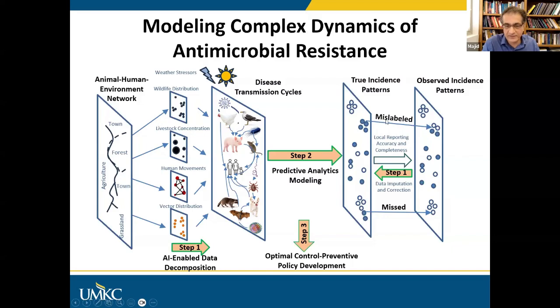Issue number one is mislabeling, that it's always happening. And issue number two is missing data. This itself requires a lot of data imputation and correction before doing modeling, because if we don't have the correct type of data, then we cannot really do a good job regarding modeling. And if we are successful with our predictive or analytical modeling, then we can use that model for optimal control or developing policies that can help us reduce the occurrence of antimicrobial resistance.